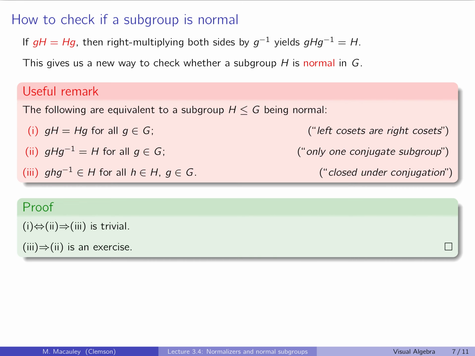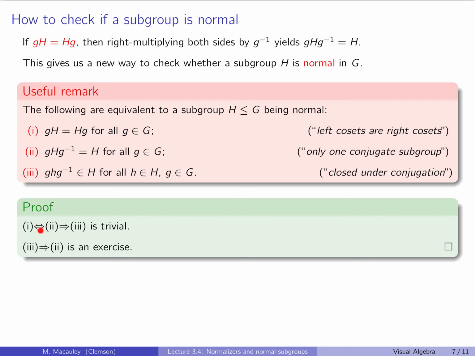The following three conditions are equivalent to a subgroup H of G being normal. The first one is the definition. Every left coset of H is a right coset. The second one is the condition we mentioned above. Every conjugate of H is equal to H. In other words, there's only one conjugate subgroup. And the third one is new. It says if we take any element in the subgroup H and we conjugate it, we remain in H. In other words, H is closed under conjugation.